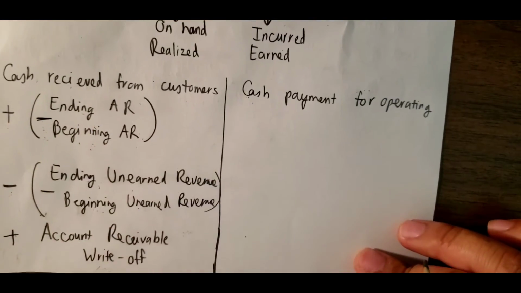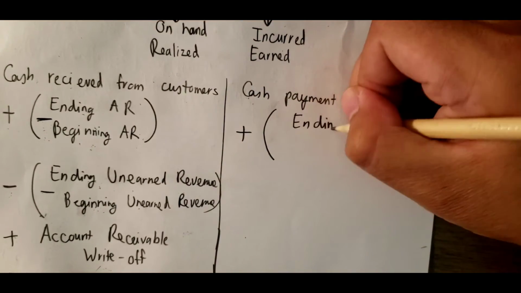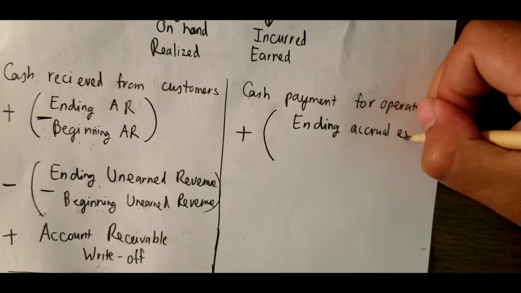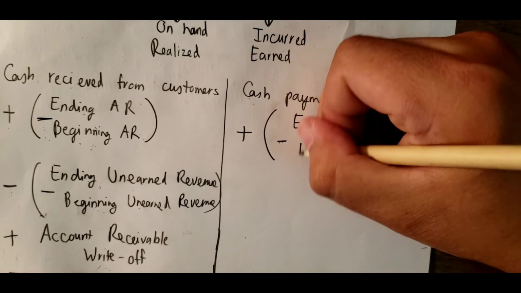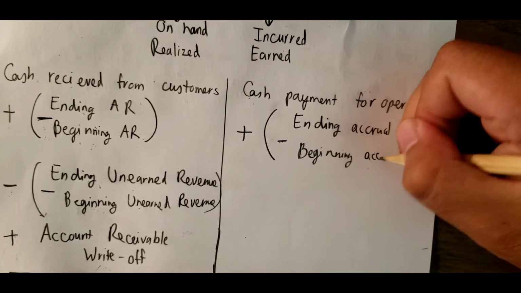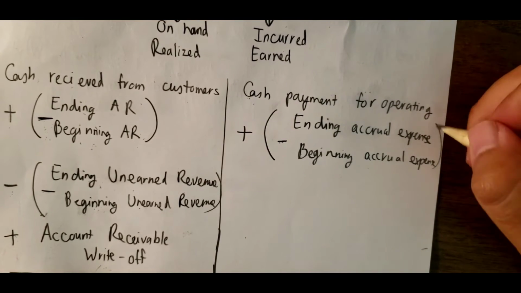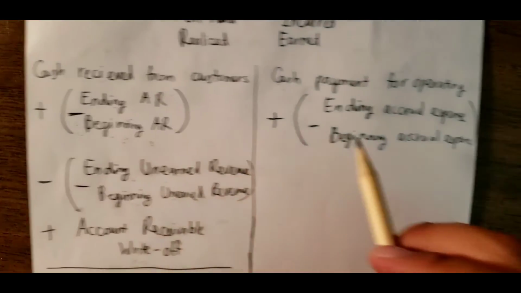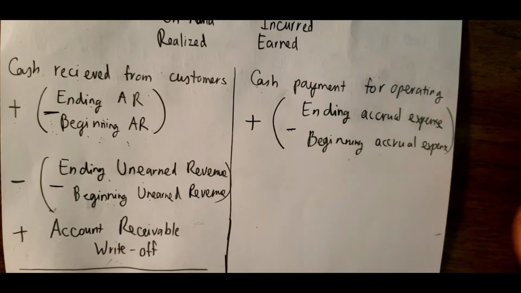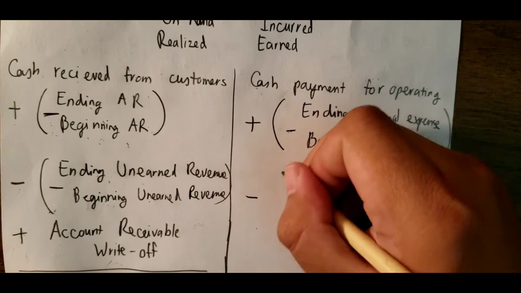Similar in the cash payment, we have plus in here, we have ending accrual expense minus beginning accrual expense. Because it is similar: if the ending is higher than beginning, we will add more accrual for operating. In liability we minus in here.